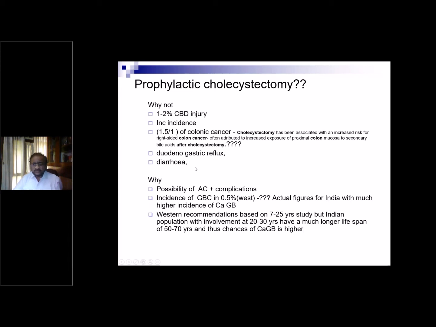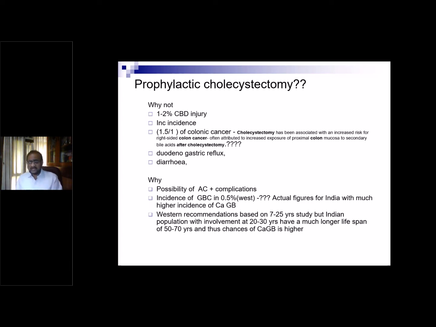But why should you do it? Number 1, they say because acute cholecystitis can occur at any time with attendant complications. The reason number 1. Number 2, increased incidence of gallbladder cancer. Although the figure has been 0.5 to 1%, but these are Western figures. Don't stick to these figures in the Indian subpopulation. Why? Actual figures for India, they have probably a much higher incidence of carcinoma. So 1% is all right for Western figures. Probably in India, it is much higher than 1%. We don't have exact figures, right?